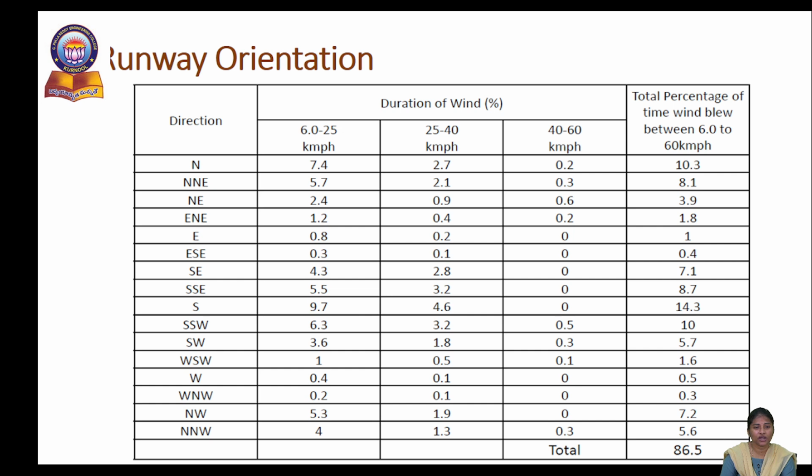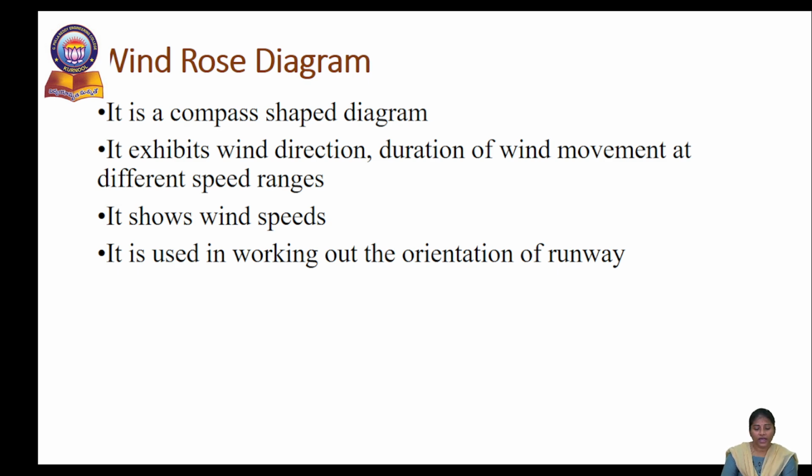For orientation of the runway, we need this data: the direction and speed at which the wind is blowing, the duration percentage of the wind, and the total percentage of time it blows between 6 to 60 kmph. The windrose diagram represents the orientation of the runway. It is a compass shaped diagram that exhibits wind direction, duration and speed range. So it shows wind speed also, and is used in working out the orientation of the runway.